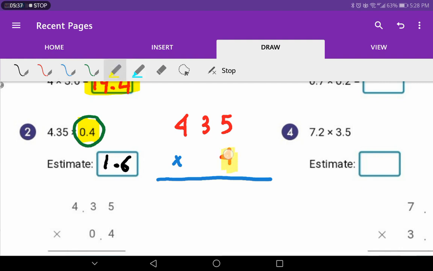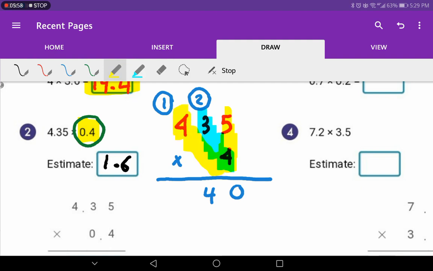The 4 will multiply by the 5. It gives 20. 0 down and 2 up. And the 4 also will multiply by 3. It will be 12 plus 2 equals 14. And finally, my dear student, 4 multiply 4 equals 16 plus 1 equals 17.